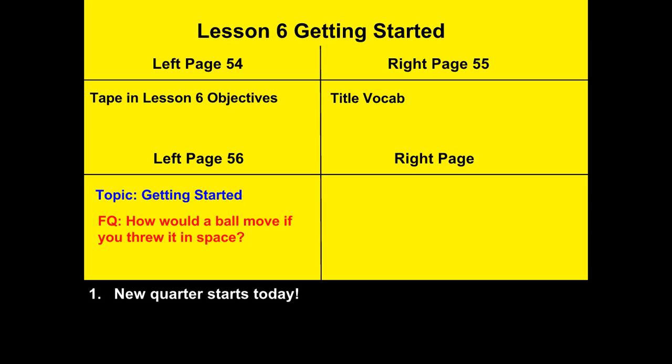We have set up 3 pages in our journal today. On page 54, we're taping in the objectives. On page 55, you're titling that vocabulary. On page 56, that's where we're doing our getting started. How would a ball move if you threw it in space? This whole lesson is going to be on Newton's third law.